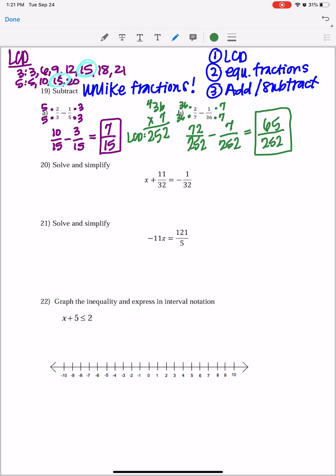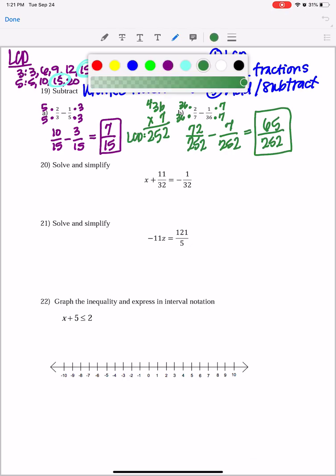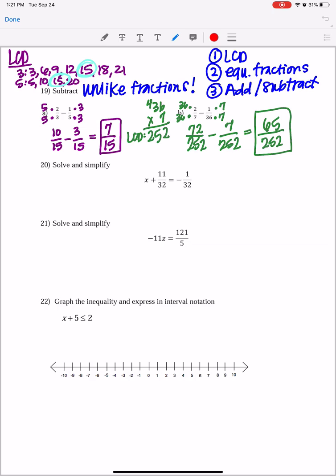Okay, 20, we need to solve and simplify. So, find your LCD first. If you only have one number in the bottom of these, that is your LCD. So here, my LCD is 32. Because my LCD is 32, I am multiplying everything by 32. Not just what has fractions, but everything. If I've got 3 terms in here, 1, 2, 3, every term gets multiplied by my LCD.